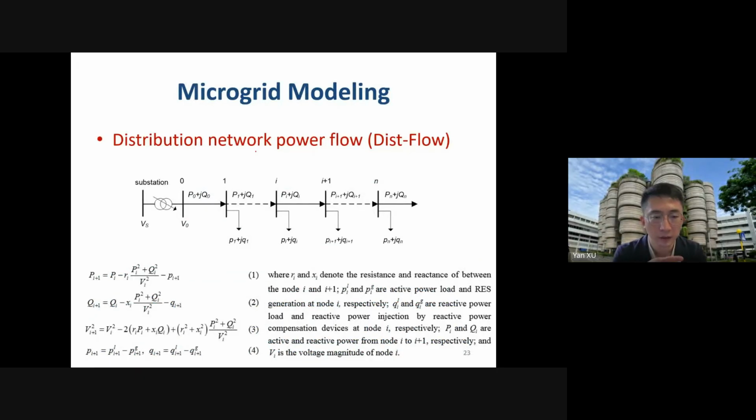Now, in order to operate or dispatch the microgrid, we have to model it. The objective function and the constraints are relatively easy, but the challenge usually comes from the power flow model. For the distribution network, unlike the meshed high voltage network, the distribution grid usually has a radial structure. So the power flow could be easier to model. Here we have an example of a radial structured distribution grid.